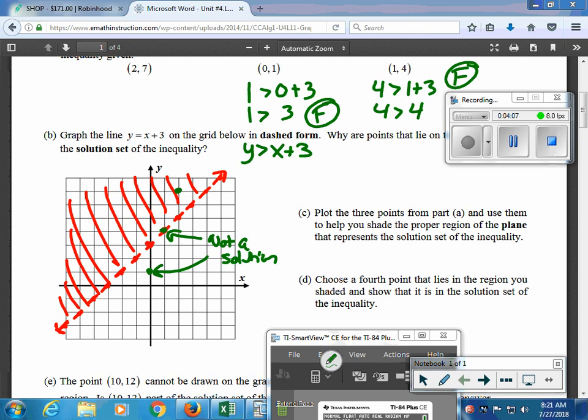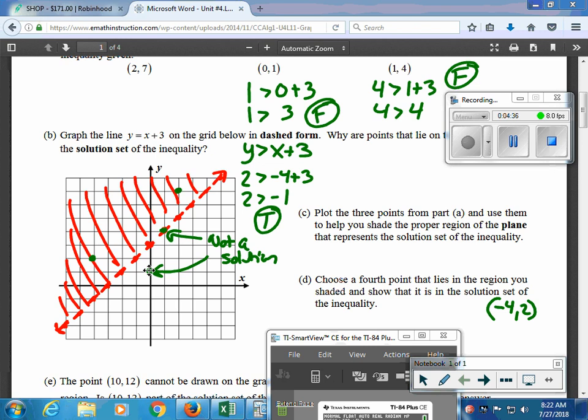And for part D, it says choose a 4th point that lies in the region you shaded. So we can pick any point. I'll pick this point, (-4, 2). And they said show that it's in the solution set. So again, I would take my equation. You could put it down where D is. I'm going to put it underneath. So you got 2 is greater than -4 plus 3. So 2 is greater than -1, which would be true.